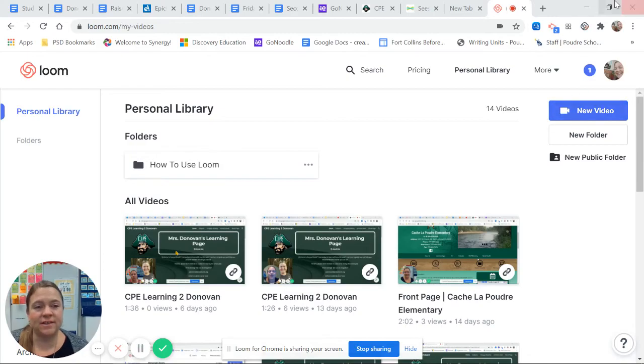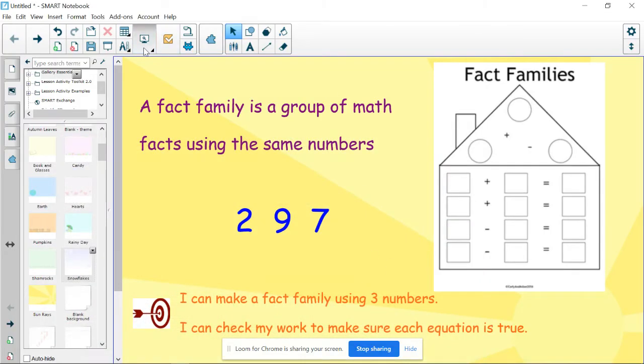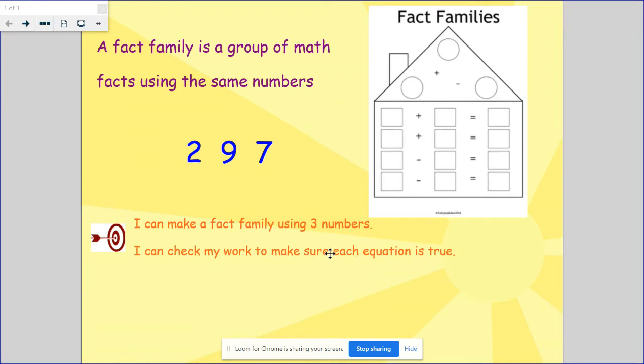Second grade mathematicians. Today for our math practice, we're going to be working on something called fact families. So I've got this slide up here just to help us with our learning today. First things first, I want you to think about, what is a fact family? A fact family is a group of math facts using the same numbers.